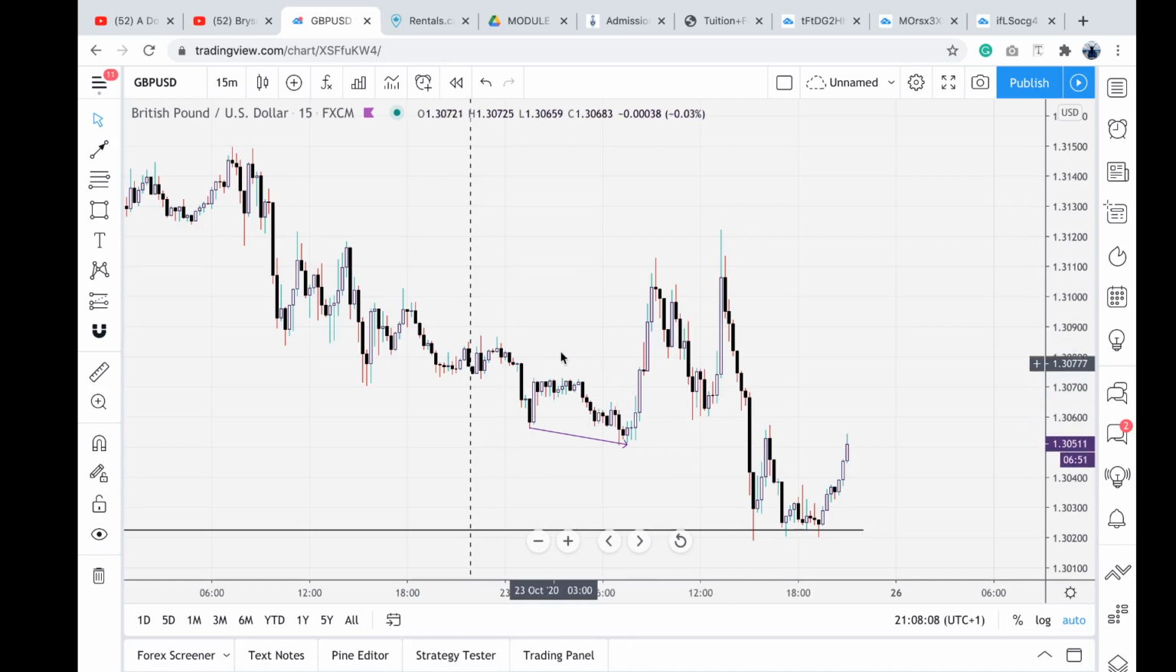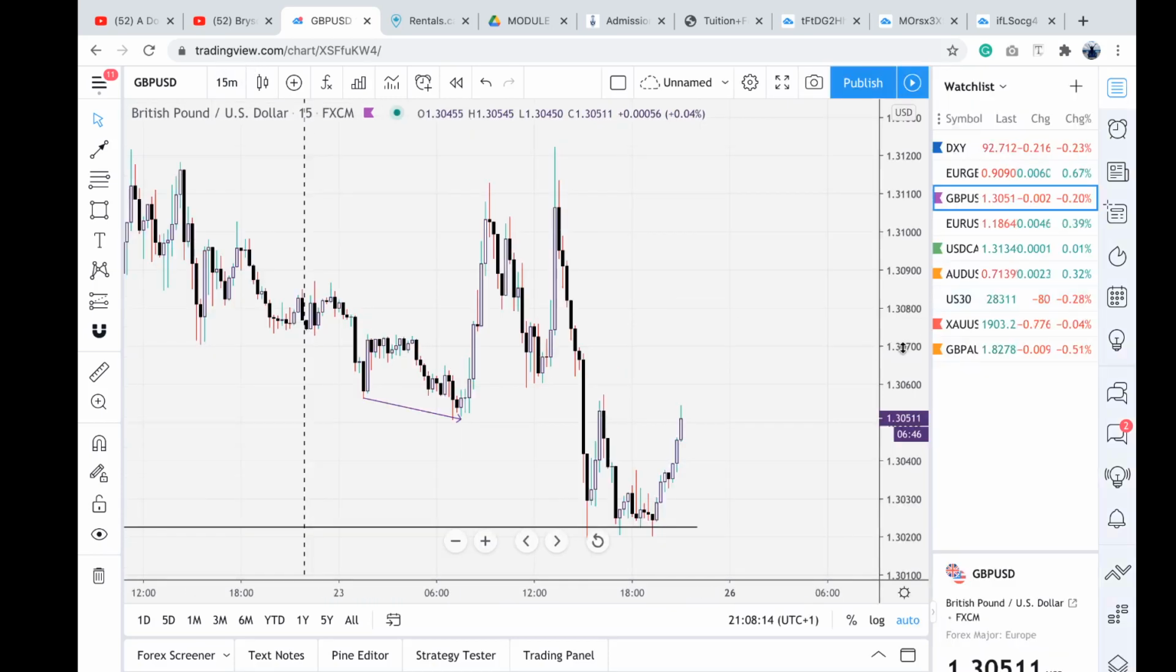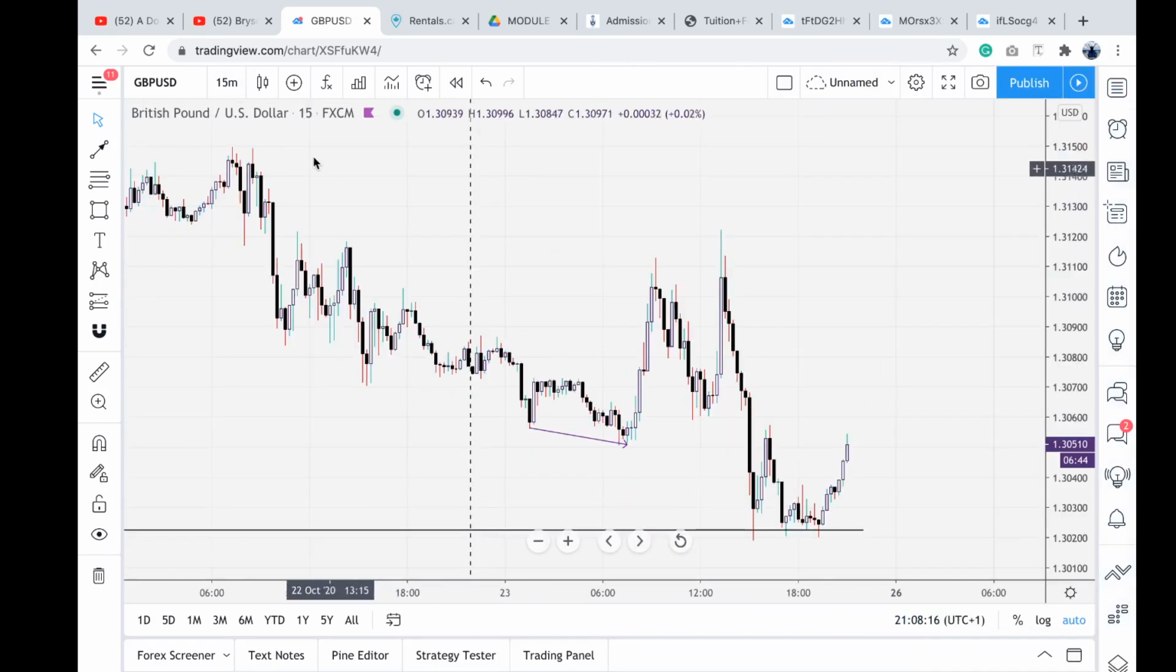So the same thing I did on smaller time frame is also the same thing you can do on the larger time frames. Okay. So now let's look at an example. Let's see.